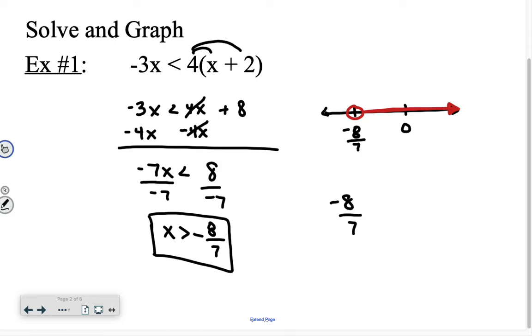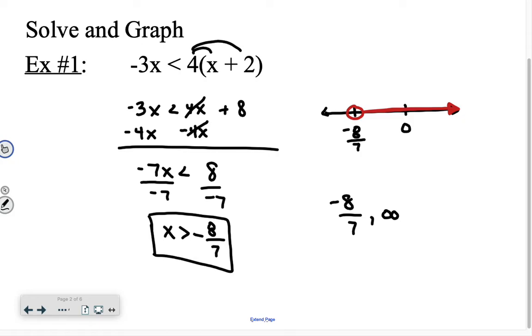And I said it purposefully when we were talking about the number line. If I keep going, where's it going? Forever. Infinity. Okay, so it's going to look like an ordered pair. It's not an ordered pair. It's saying we're starting at negative 8/7 and we're going to infinity.